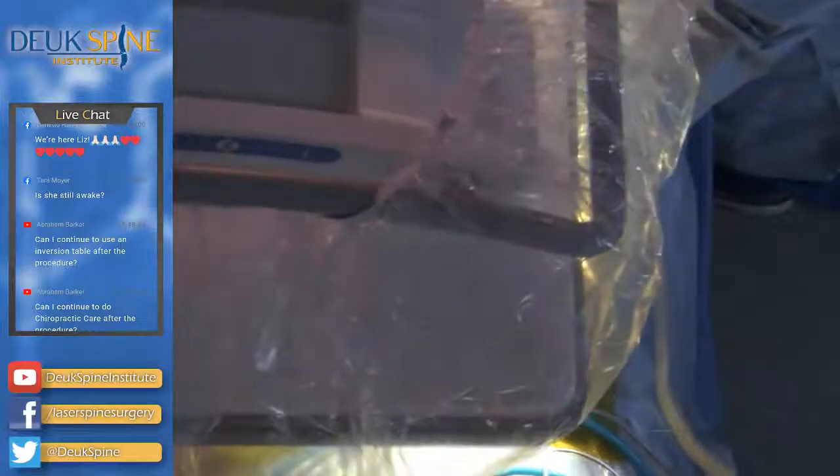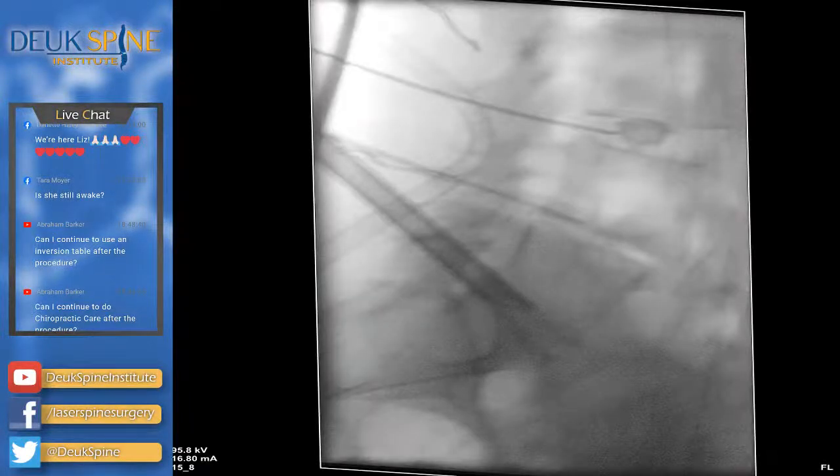The tube we use for cervical and thoracic looks like a little metal coffee straw, lateral view. It's just a tiny little metal tube, and we use the same for cervical as we do for thoracic. Let's go lateral, please. Pressure.